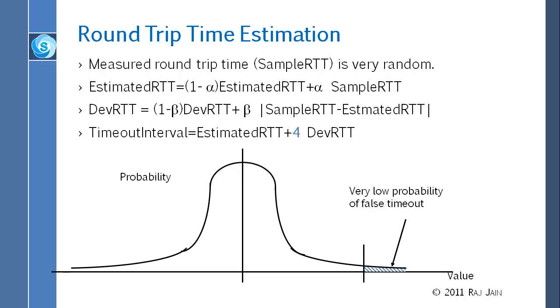That means that it is quite possible that the network can get congested and the packet made it, but you retransmitted it, right? So that is a false timeout. It was not the real timeout. The packet made it, but you retransmitted it. And the probability of that you want to keep very low. So 4 times the standard deviation.